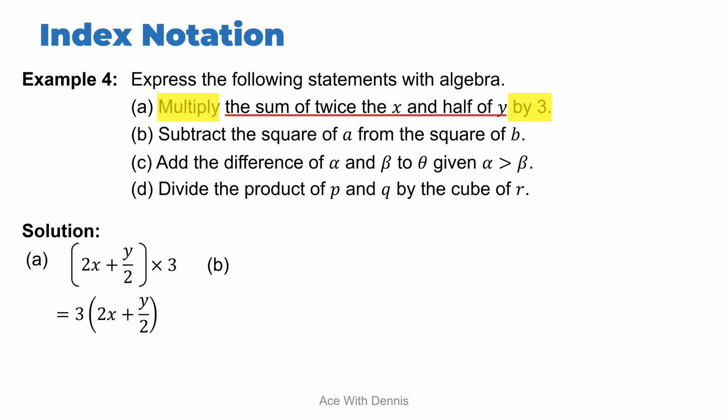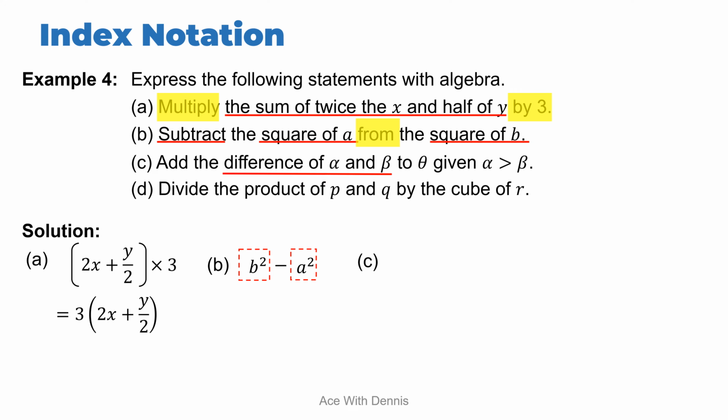For B, subtract the square of A from the square of B. So the keyword is subtract, so we know it will be something minus something. Next, square of A from square of B. So it will be B squared minus A squared.